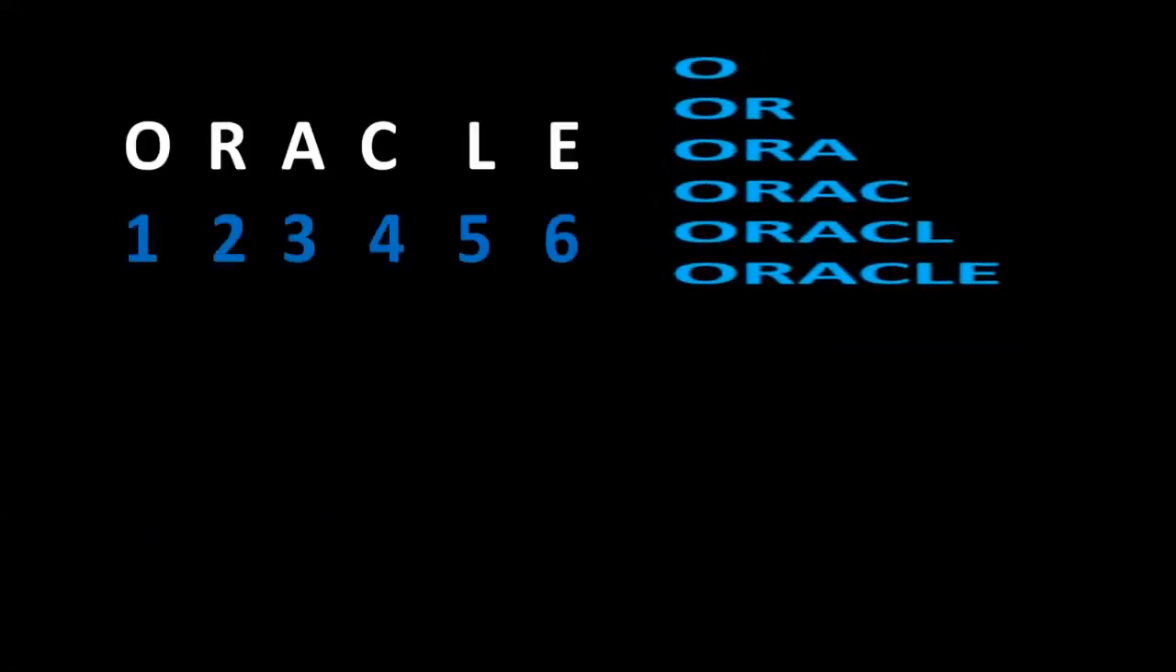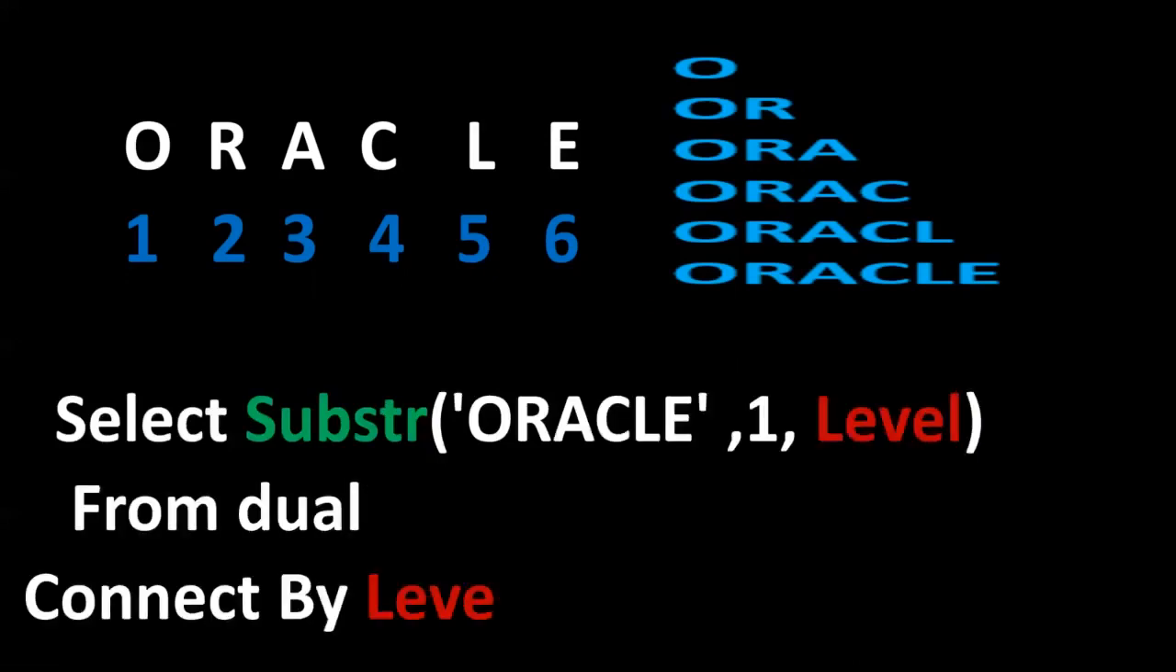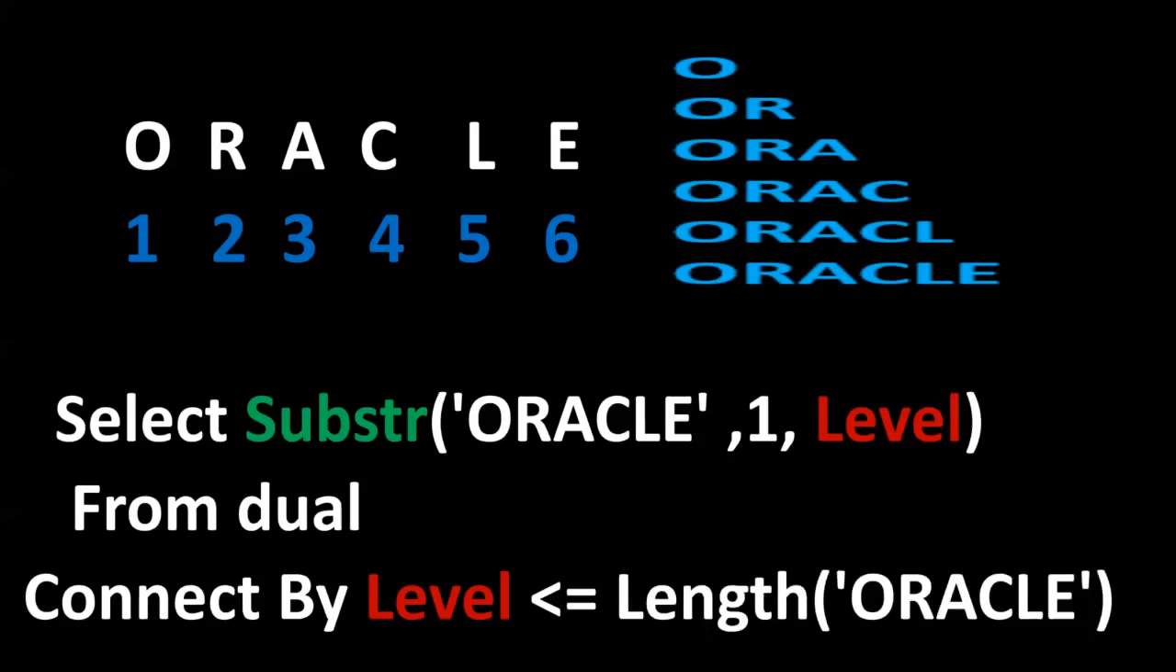Whatever the pattern given, try to start giving numbering to the Oracle keyword. In the first line, we want to extract only one character. From the second line, we want to extract two characters. The starting position is fixed. The number of characters is changing. So by using substr and connect by level, we can achieve this thing. So 1, 1, 1, 2, 1, 3. So required pattern will be printed.